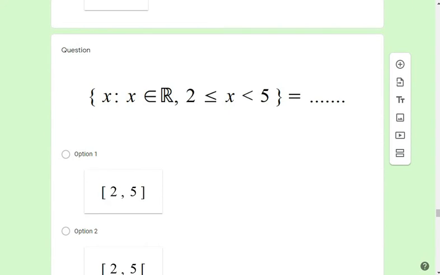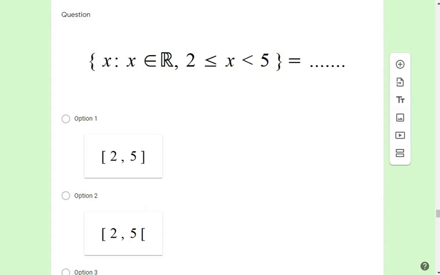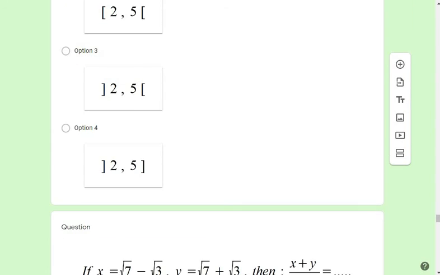The next, the set of all elements x where x belongs to R and x is greater than or equal to 2 and less than 5 equals what? Choose one of the following answers: closed interval 2 and 5, semi-closed interval 2 and 5, open interval 2 and 5, or semi-open interval 2 and 5.